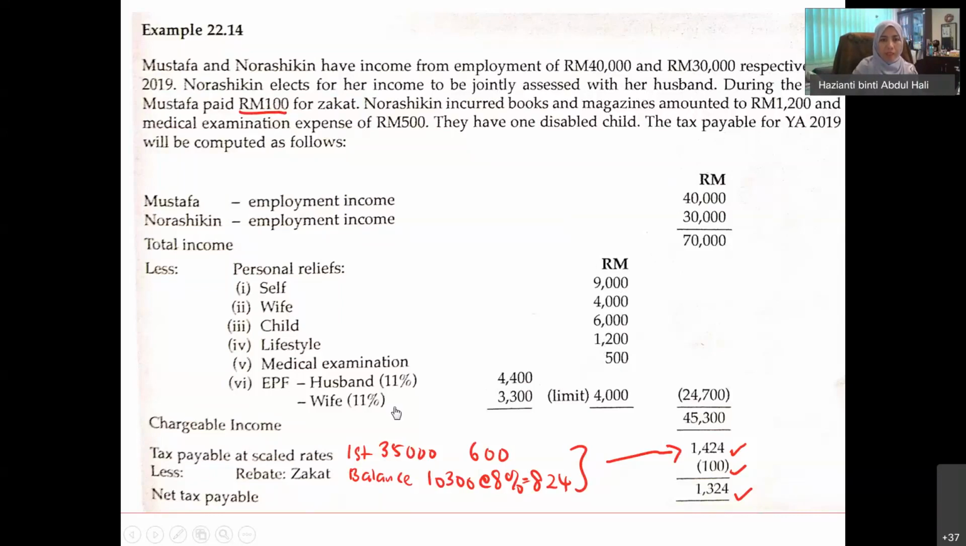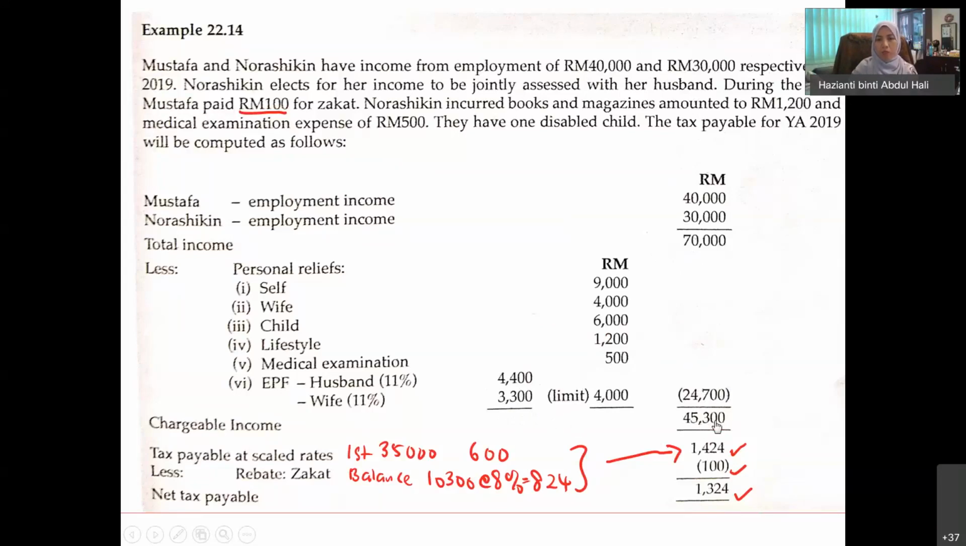So here kita assume ada EPF lah. Dalam ni tak mention so I tambah dekat sini the EPF, the husband 11%, the wife is also 11%. So 11% from 40,000, 4,400, 11% from 30,000, 3,300, but limit for EPF is only 4,000 and this is year of assessment 2019. Alright, untuk EPF 4,000 sahaja, untuk life insurance 3,000. Okay, so since this is a combined assessment, dua-dua orang ni limit hanyalah 4,000 walaupun dia incur EPF ni 7,700, limit only 4,000.